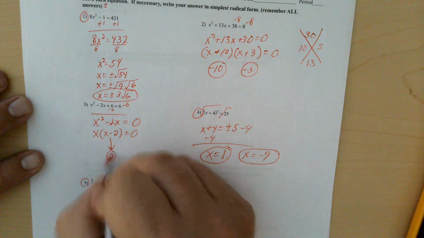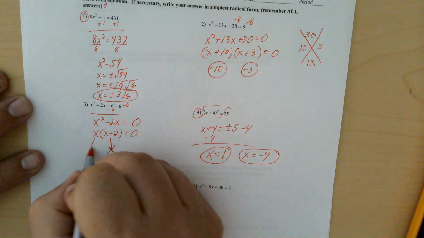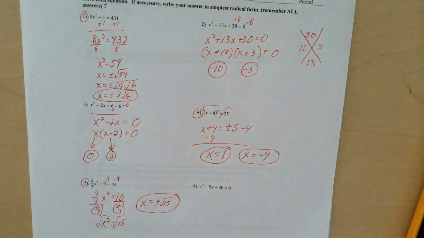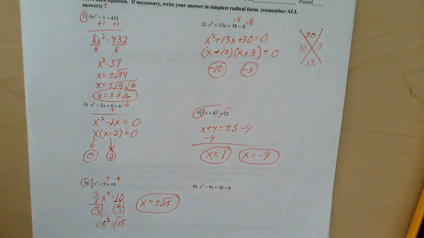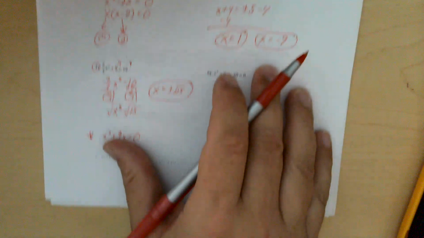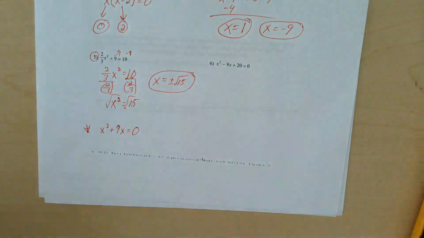What makes this 0 is a positive 2. What makes an x 0 is a 0. 0 is the solution. 0 and 2 would be where your graph is crossing the x-axis. So if you type this into your calculator, you'll see it's crossing at 0 at the origin and at positive 2. Okay? Nothing difficult so far.